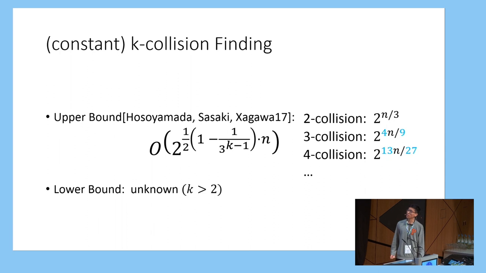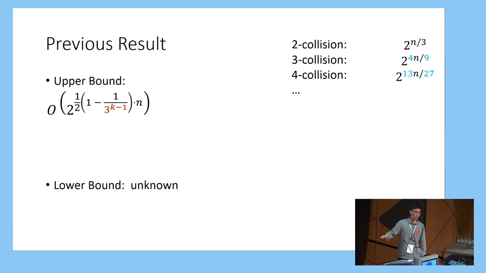And here are the results for k-collision finding. There's an upper bound for k-collision finding, which was shown in EUROCRYPT 2017 by Hosoyamada, Sasaki, and Xagawa. This is the complexity. We see that when k is 2, it is tight for the two-collision setting. For k greater than 2, the coefficient in front of n is exponentially close to half as k grows. And for the lower bound, we don't know any non-trivial lower bound for k greater than 2. So these are the previous results.